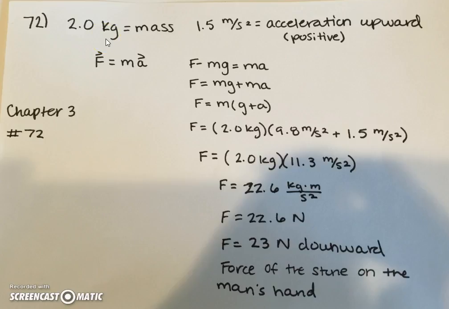2 kilogram stone vertically with his hand at a constant upward acceleration of 1.5 meters per second squared. What is the magnitude of the total force of the stone on the man's hand? So we have labeled our mass of our stone, which is 2 kilograms, and then we labeled our acceleration, which is upward, which is 1.5 meters per second squared, and because it's upward, that means that it's positive.